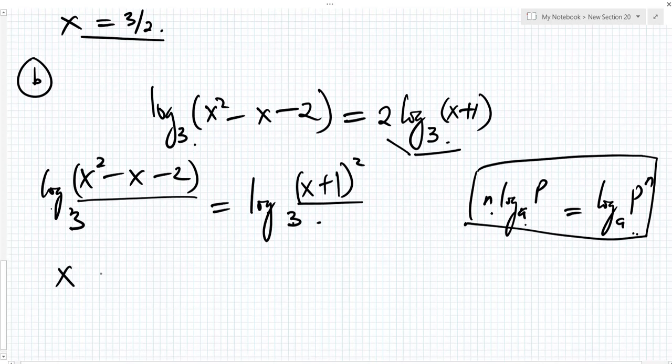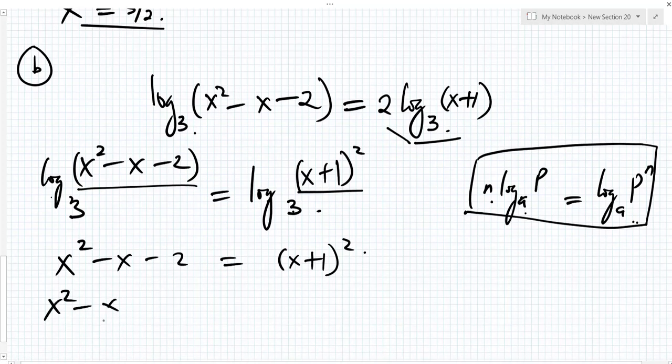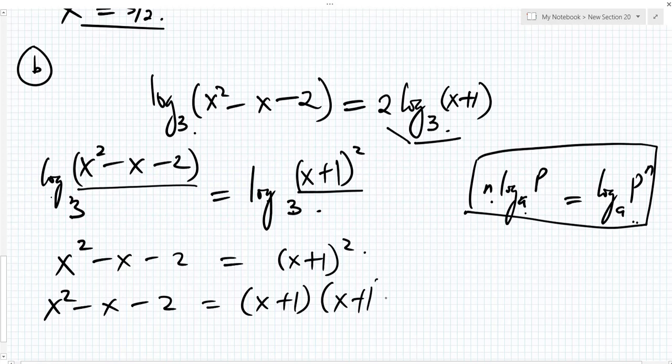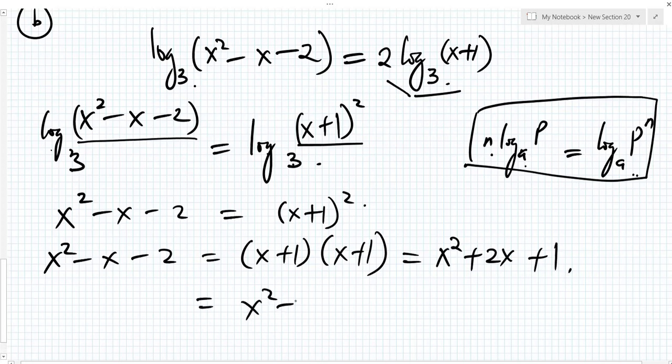So write it out. Say 2 x raised to power 2 minus x minus 2 is equal to x plus 1 raised to power 2. So we have x raised to power 2 minus x minus 2 equal to x plus 1 times x plus 1. This is the same thing as opening the bracket. You can just say x squared plus 2x plus 1. So we have x squared minus x minus 2.